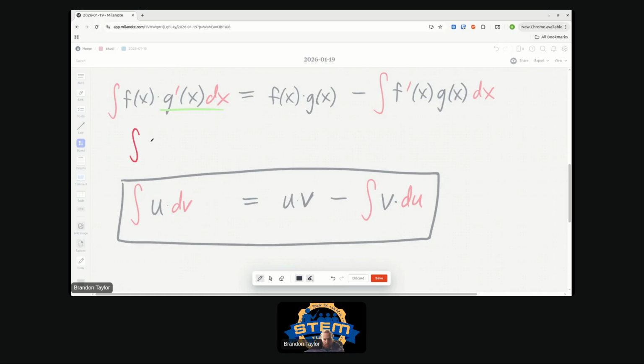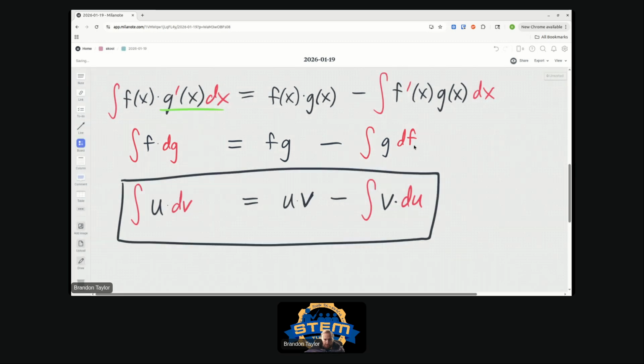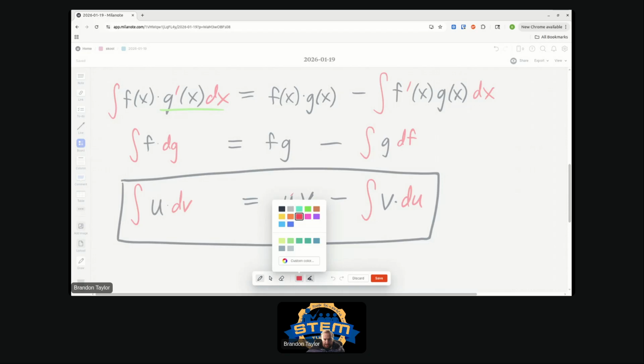But what I would have liked better is if they did this: the integral of f dg equals fg minus the integral of g df. Hopefully you can see why this is true. Basically, when you want to look at it the normal way, f is u, g is v.